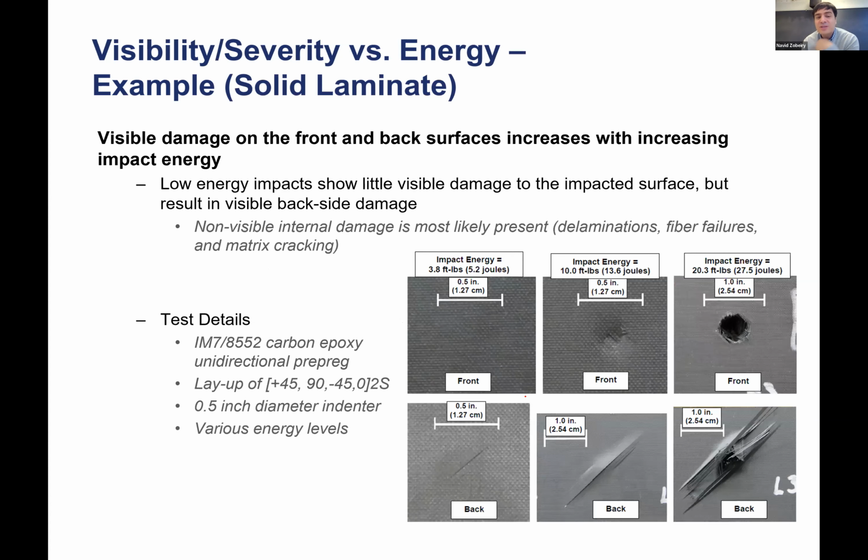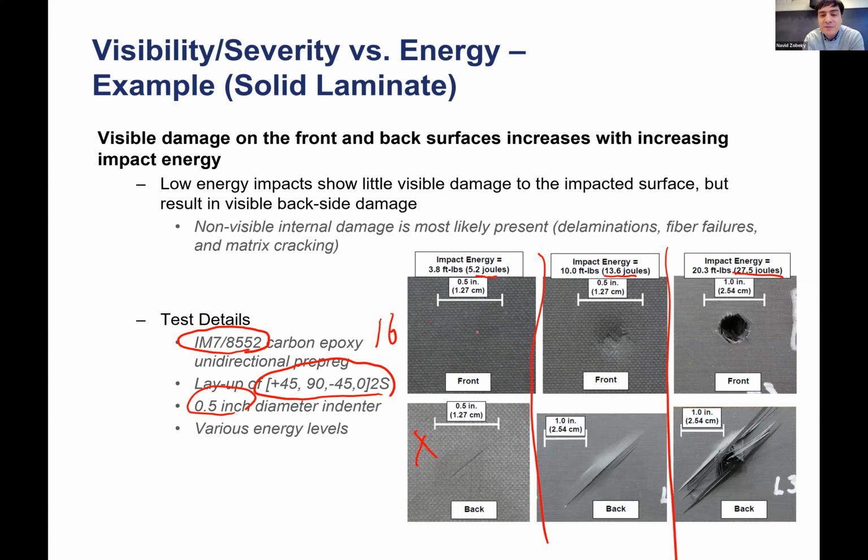All right. So this is a study that has been done with a material called IM7/8552 from Hexcel company, with a layup of 4 times 4, so this is 16 layers of material. You had an impactor with a 0.5 inch diameter. And then you had different energy levels. You can see the energy levels: 5 joules, 13 joules, 27 joules. And then you can see, this is the front side. This is the back side of the panel, the same panel.